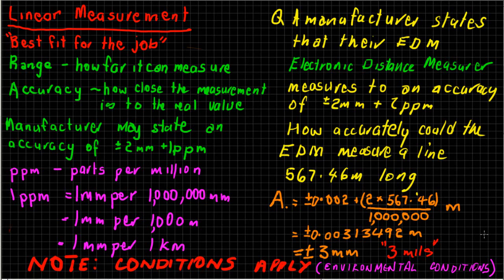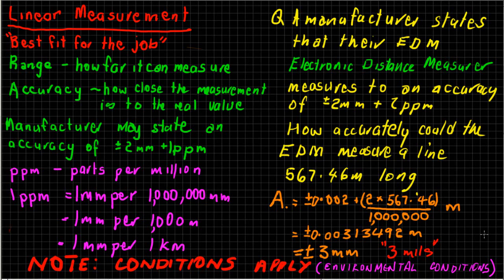So we put out 2 millimeters, which is plus or minus 0.002, and we add to that the 2 parts per million, times the distance, 567.46, divided by a million. And we put that into the calculator and we get this extremely large number. Plus or minus. We tend to work in absolute terms, so we just keep that plus or minus at the front there, not worrying about signs too much.